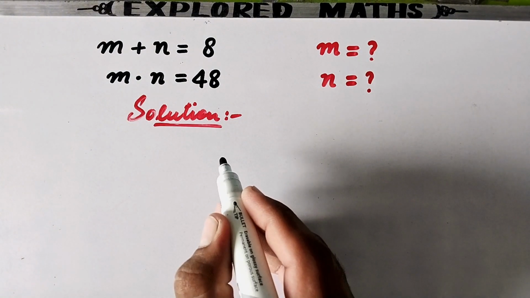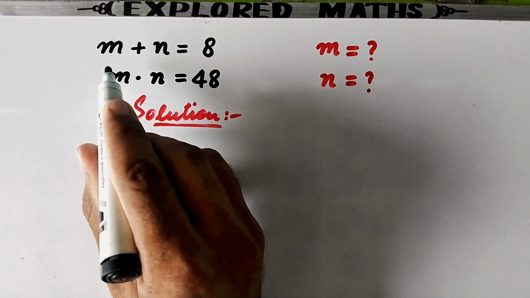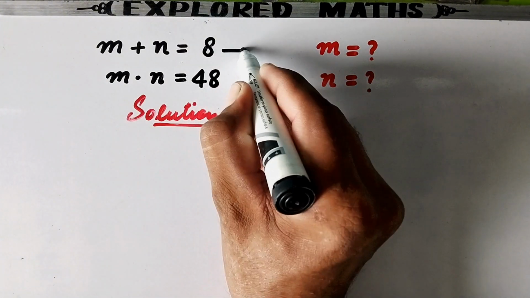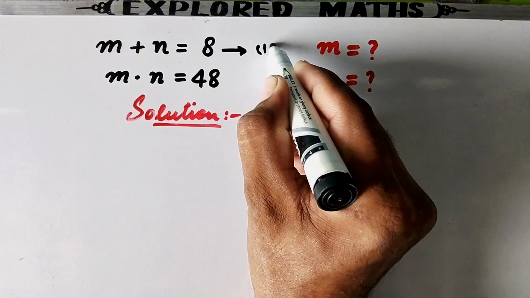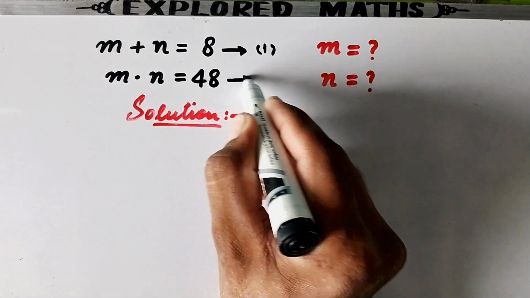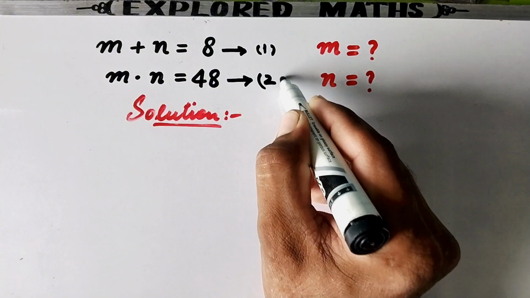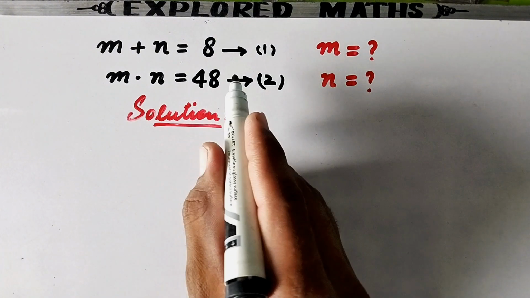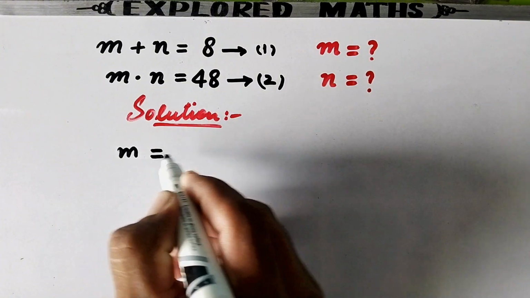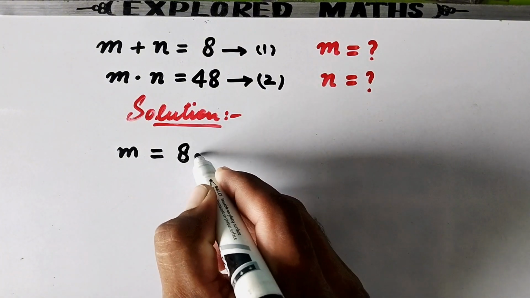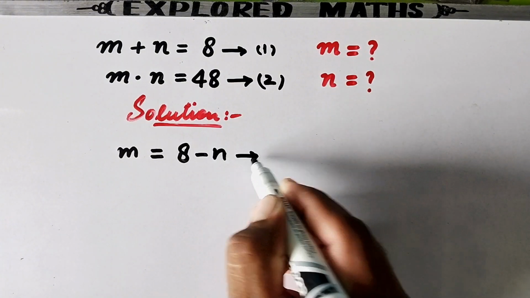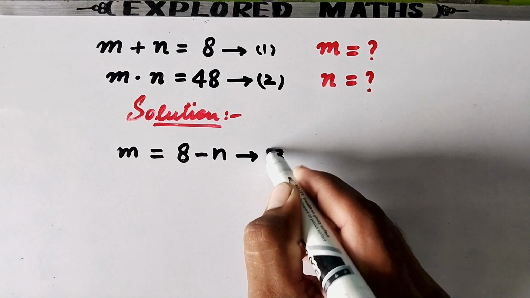So here, before solving it, we will mark this equation m plus n equal to 8 as equation number 1 and m times n equal to 48 as equation number 2. From equation number 1 we can get m equal to 8 minus n, and we will mark this equation as equation number 3.